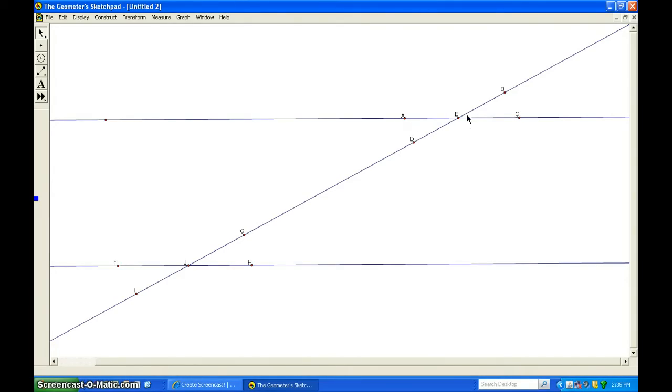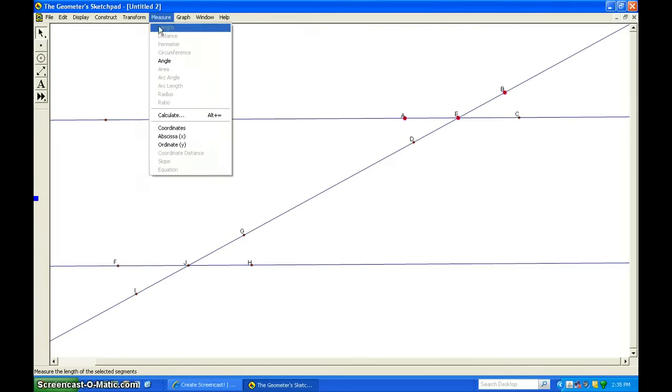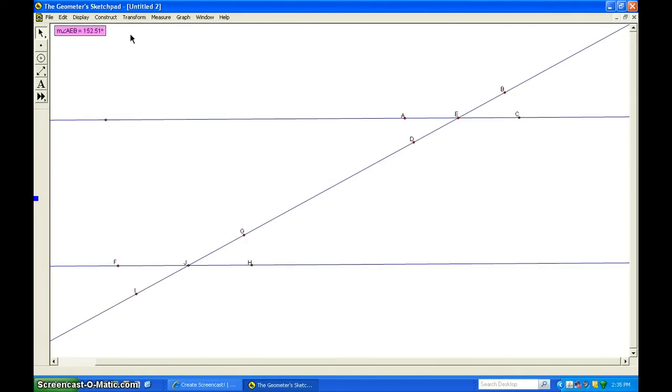Okay, so for AEB, let's measure that. So let's select first on A, then the vertex E, B. Measure angle. Each time we measure these angles, 152, I'm going to move the measure into the angle. Now what do you expect, and what type of angle is this one that's right across from AEB? DEC, what do you expect it to be? It's a vertical angle, and it better be equal, but let's measure and see.